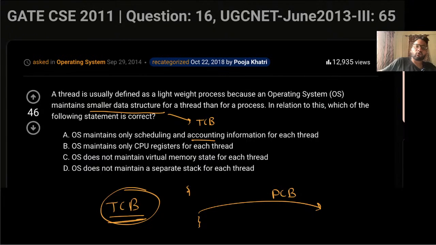Accounting means bookkeeping. I mean, what is the register value and all. So I think that is true, right? They do not need to maintain any other thing for the process, probably, right? Where is the code? Where is the data? This information is not needed for the TCB.